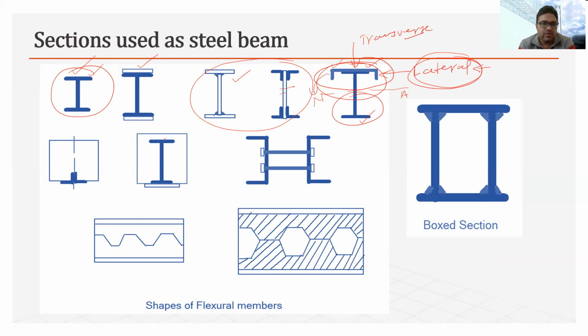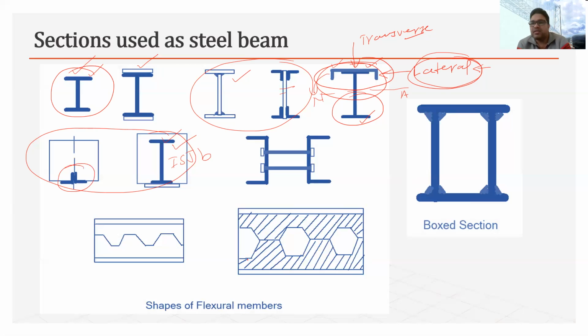Similarly, for the lintel beam, sometimes we can use a lightweight beam, say ISJB. ISJB is the Indian Standard Junior Beam. So a lightweight beam can be used as a lintel beam because a lintel beam is a very light beam which generally carries a very light load, or in combination with the angle section, we can use this combination also.